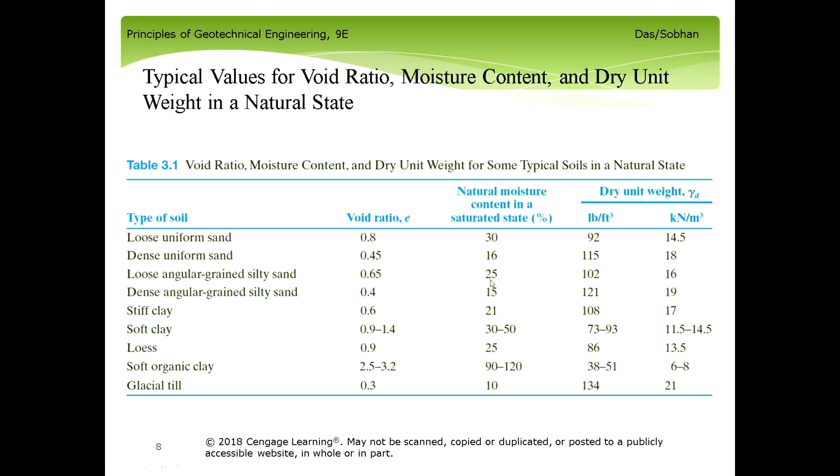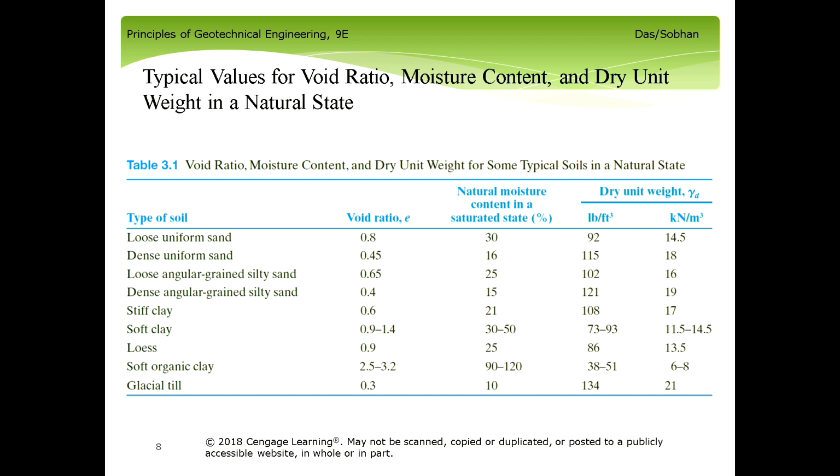Then, because we've already talked about the void ratio, moisture content, and unit weight, this table gives you the void ratio, moisture content, and dry unit weight of some typical soil in its natural state. For example, for loose uniform sand, the void ratio is usually about 0.8. But for dense sand, it may be around 0.4 to 0.45.